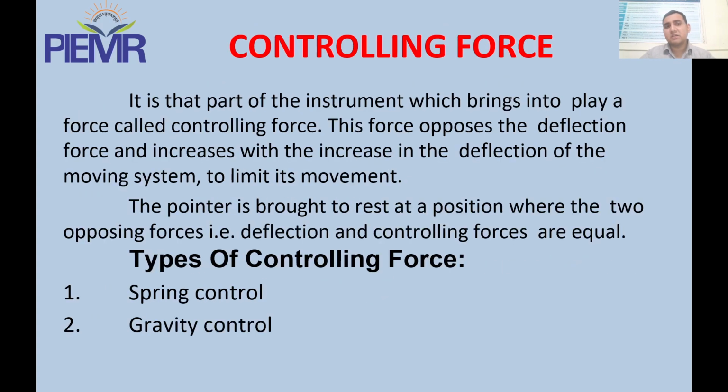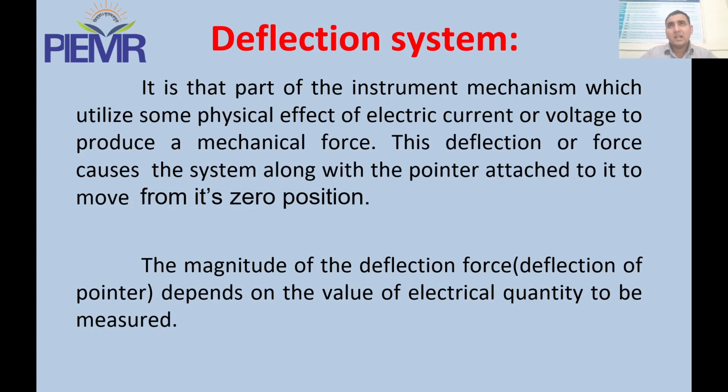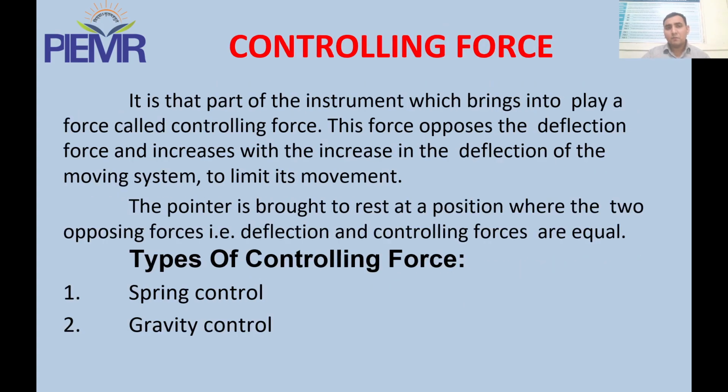This deflection system can be of various types: electrical, electrostatic, magnetic, or electromagnetic. We will continue this discussion in the next part, but the deflection torque does not necessarily need to be discussed in elaboration. So we continue our lecture with the second type of system, called the controlling force or controlling system. It is the force required to bring back the pointer to the zero position.